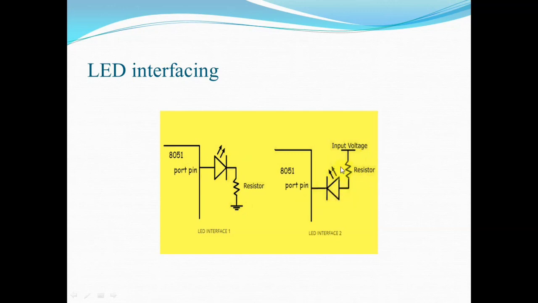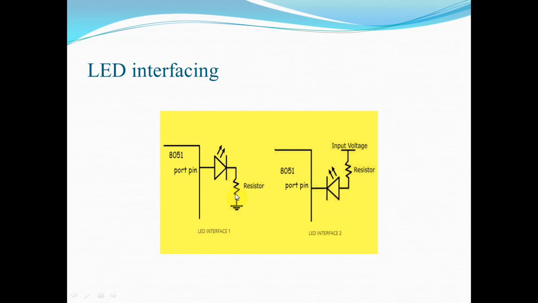Similarly, in the second diagram, if you can see, here I have to give the logic 0 to this port pin, because I have already applied the input voltage, that is plus 5 volt, to the anode, and now for circuit completion I need 0 volts. So if I apply 0 volt over here, then only this circuit will complete. From 5 volt to 0 volt, the current will flow and the LED will glow. So any one of the methods is absolutely valid.